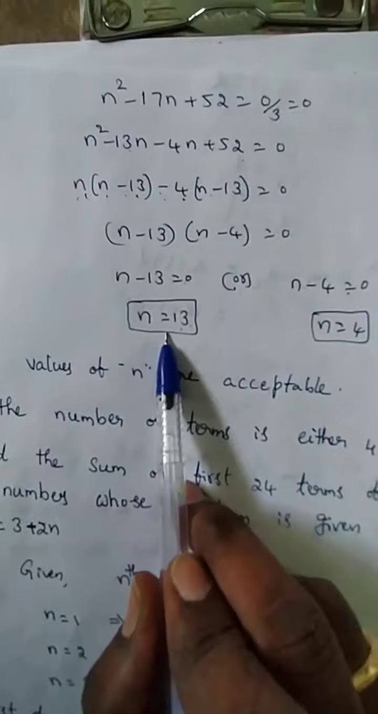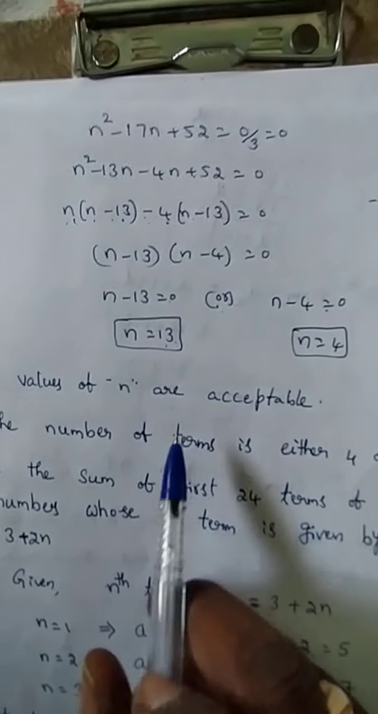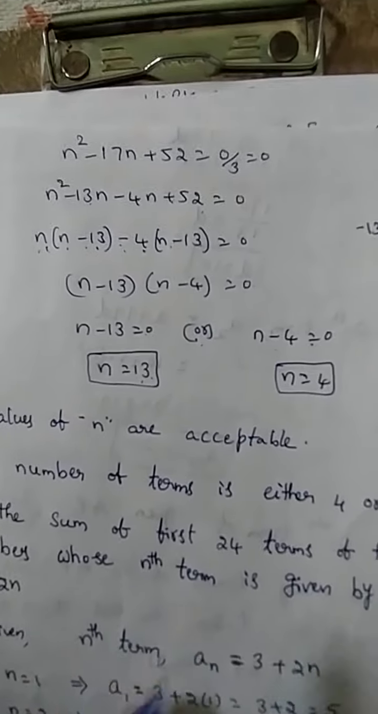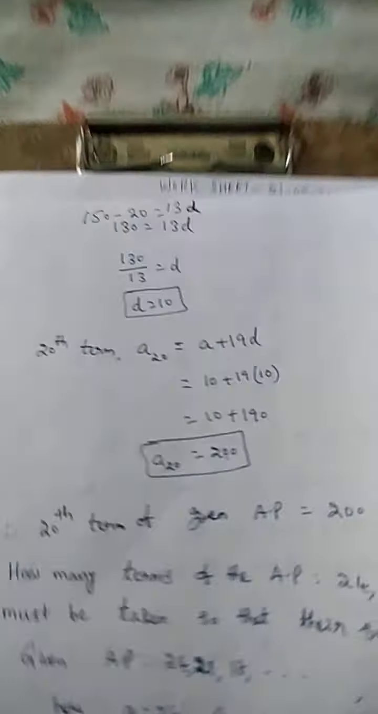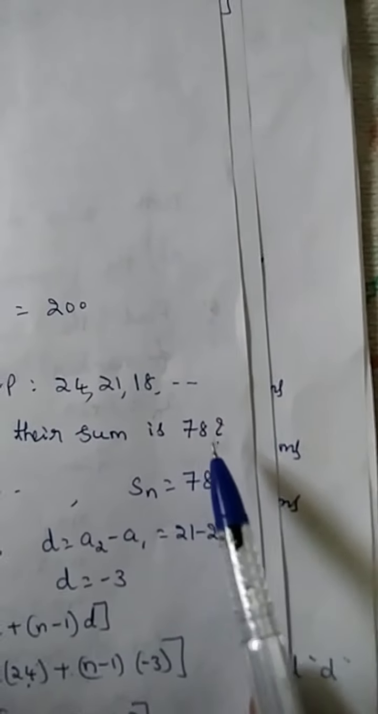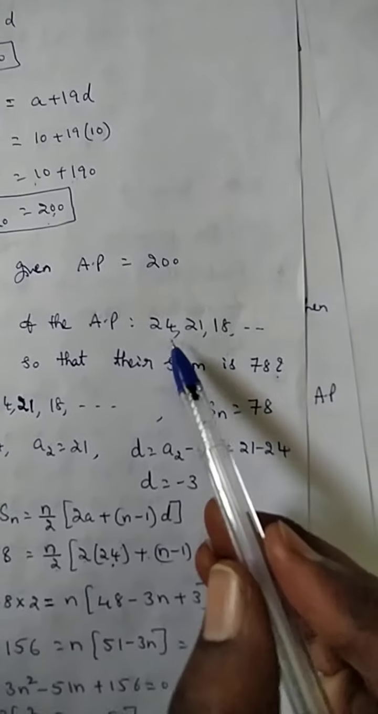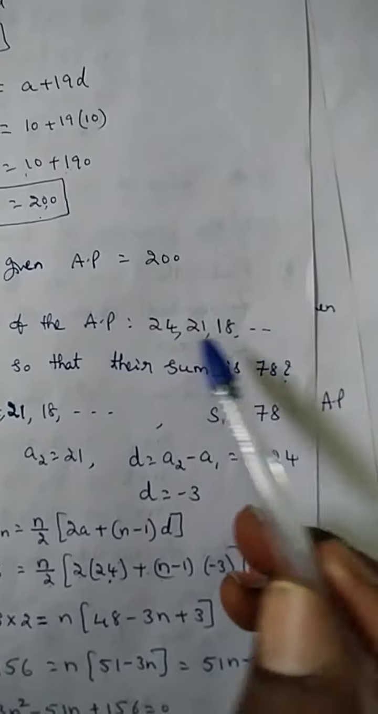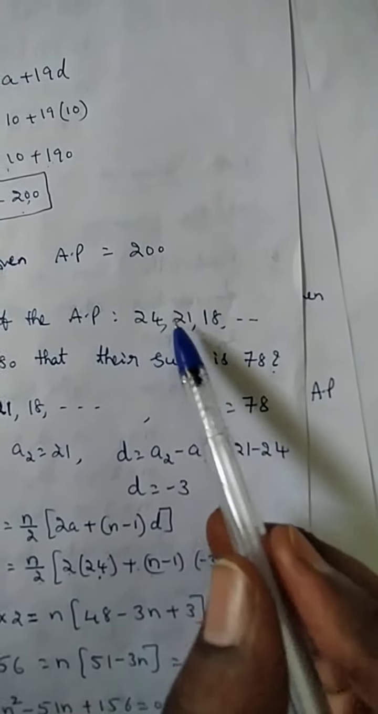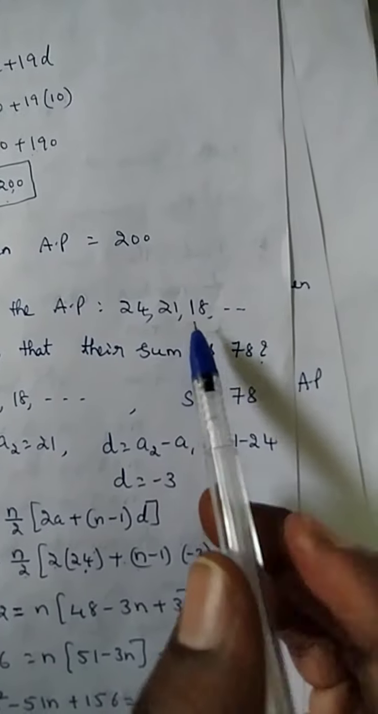Why? Because when 13 terms are added, we get the result 78 in the problem. When 4 terms are added, we get the result 78 in the problem. How is it possible? The question is how many terms are added to get the result 78. We got 13 and 4. We can observe that here the common difference is negative. The integers are in descending order, 24, 21, 18, like that, those are going.